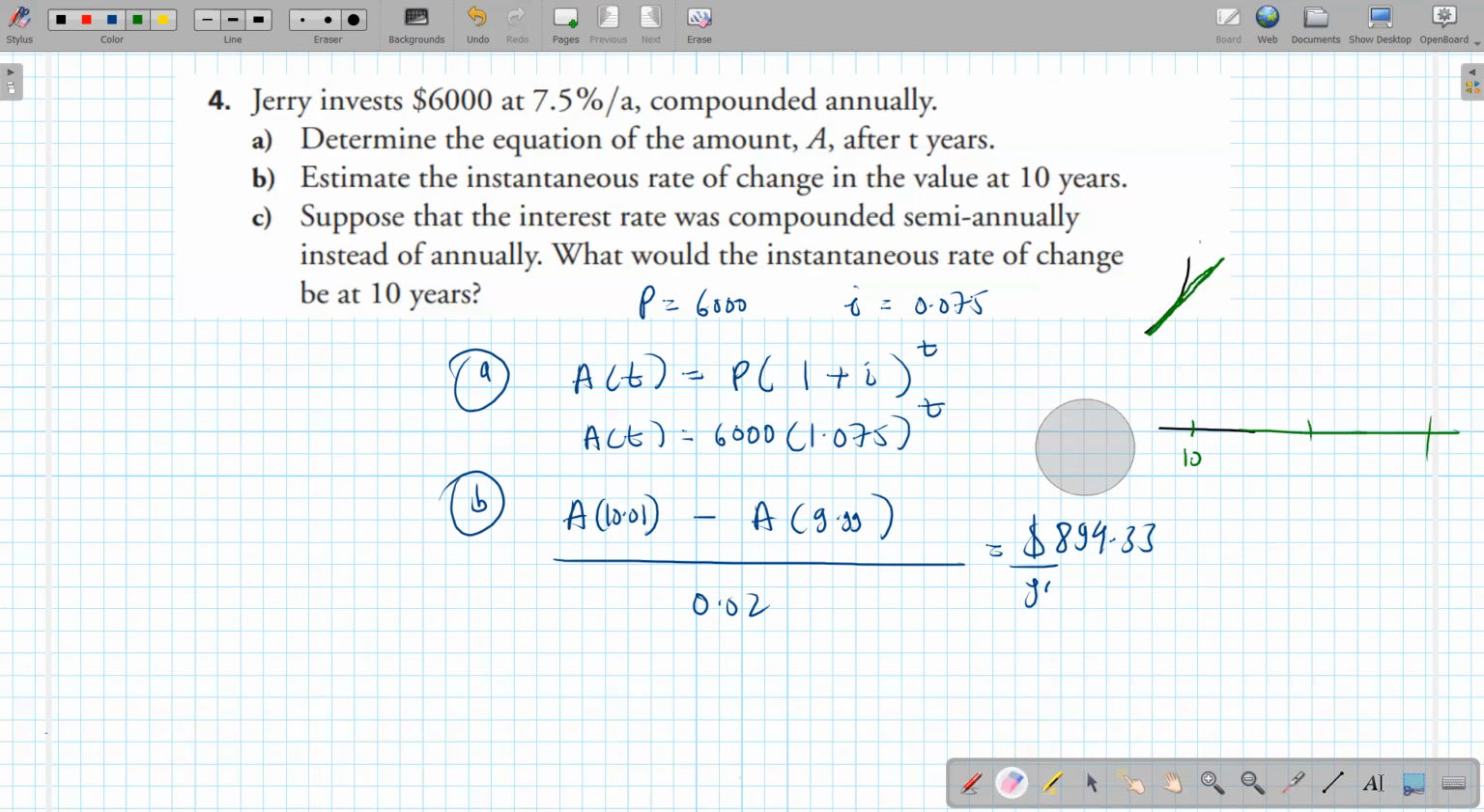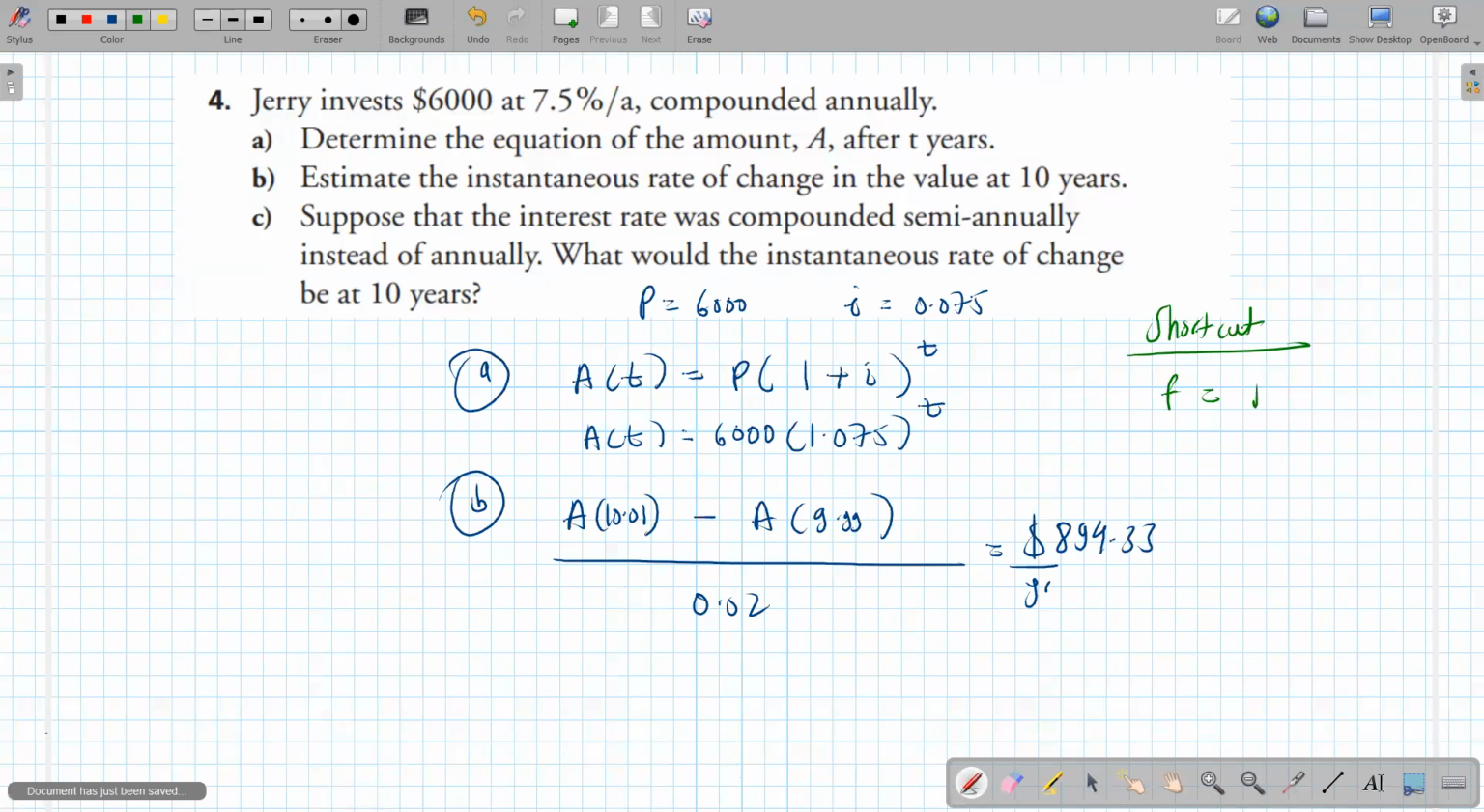Now here's the shortcut for this one. There's always a shortcut, right? If f equals a times b to the power of t, where b is the base, in this case 1.075, then f prime is going to be the exact same thing. This is for exponentials. It's the exact same thing, except you have to multiply it by the ln of the base.